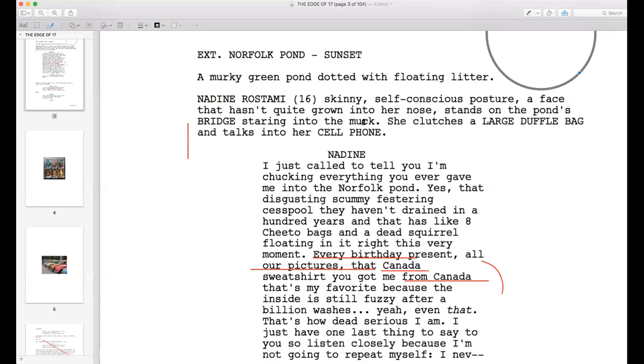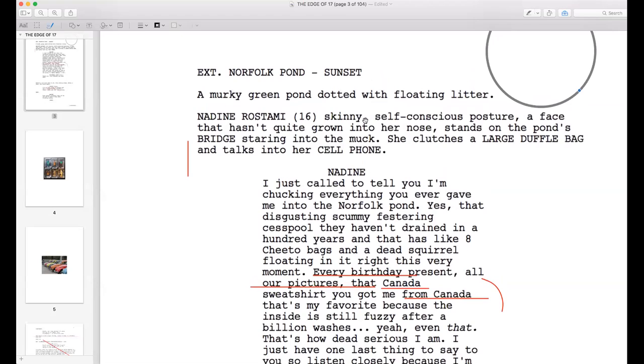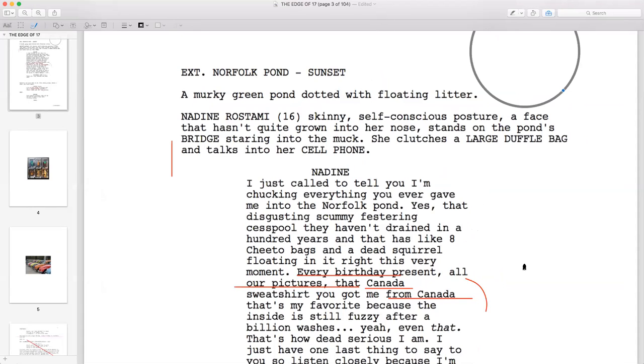Hi, welcome back. I am now going to show you how to create emotional connection through using half-true stories and things of your own experience to enrich the experience of your character. So I'm going to use a script that I really like. It's a script called The Edge of 17.